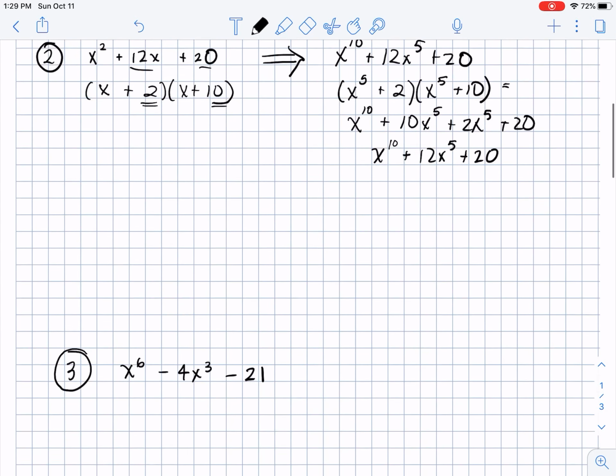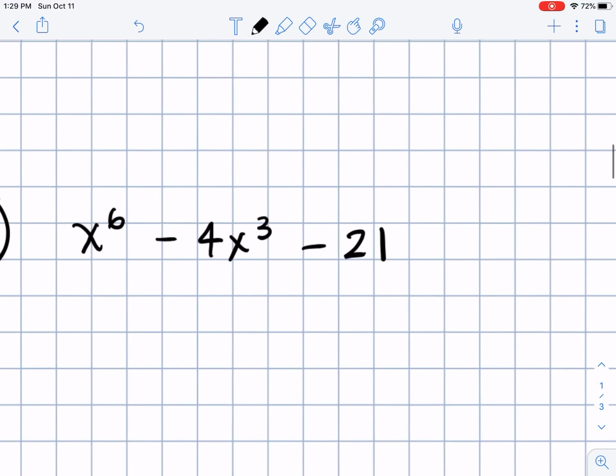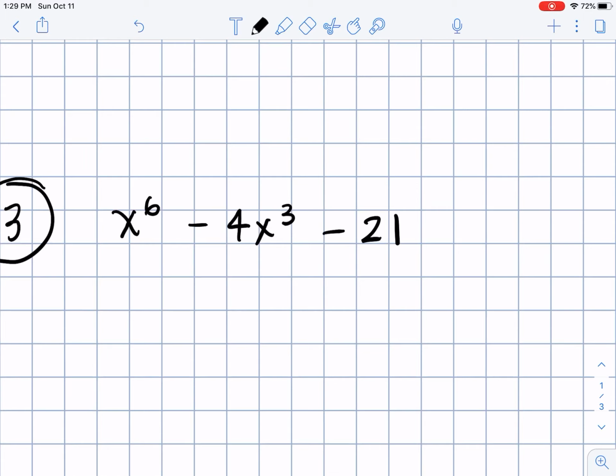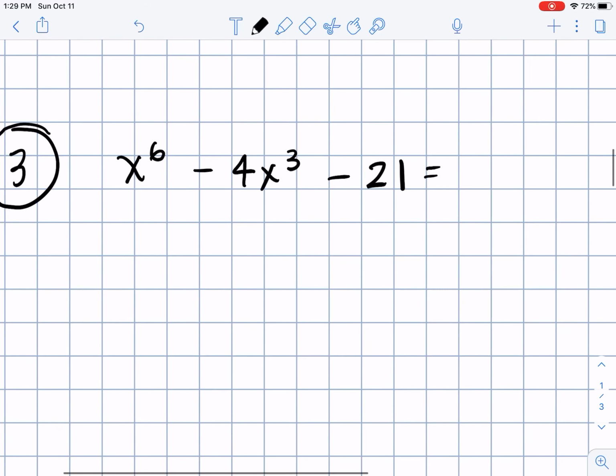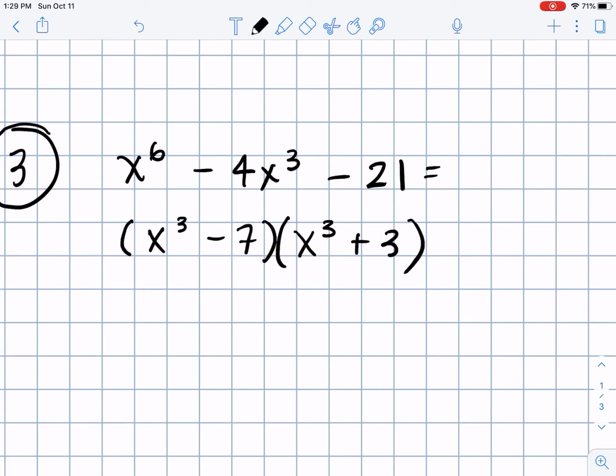Let's try another problem. Let's see if we have this one. I want you guys to write this down, pause the video, try and solve it, or I should say factor it, you're not solving, and come back when you have an answer. Okay, we're back. Did you get x cubed minus 7 times x cubed plus 3? I hope so. That's correct.